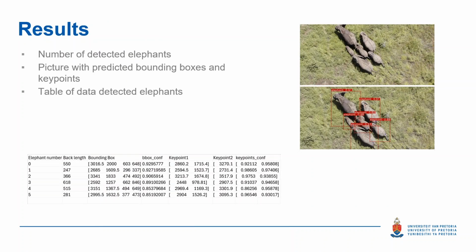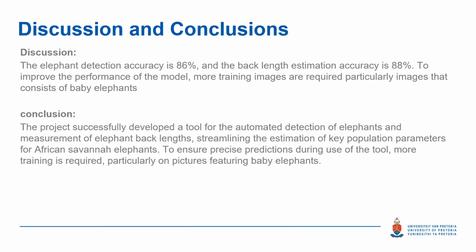Our result, as shown in the pictures and in the table, is the number of detected elephants, predicted bounding boxes, and key points for each individual elephant in an image. And we also outputted a table of data for detected elephants. Our model is able to detect elephants with an accuracy of 86% and estimate the elephant back length with an accuracy of 88%. In conclusion, the project successfully developed a tool that automates the detection of elephants and the measurement of elephant back length, streamlining the estimation of key population parameters of African Savannah elephants.